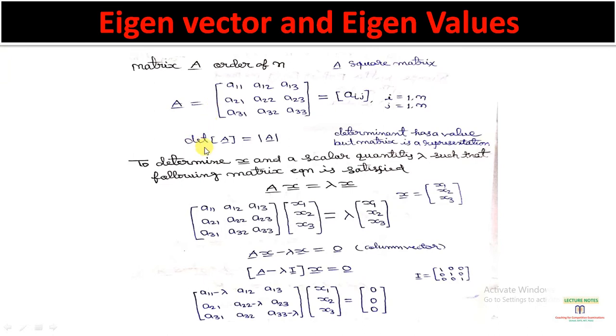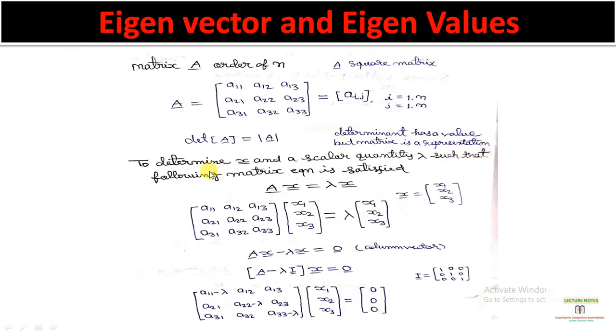We can write this in determinant form: determinant of the square matrix equals determinant A. A determinant has a value, whereas a matrix is only a representation. It can be solved by comparing both sides. So we will convert the matrix into either determinant form or equation form, and then we can solve.